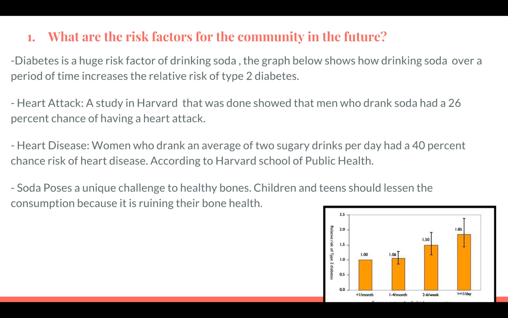What are the risk factors for the community in the future? So, diabetes, heart attack, heart disease, tooth decay, and bone deterioration are all risk factors for the community in the future. They found that just by drinking soda, you start having an increased relative risk for type 2 diabetes. Also, heart attacks and heart disease were seen for every drink that you would drink. You probably had like a 26% risk for men and a 40% risk for women of getting heart disease or a heart attack. And obviously for children, it wasn't good for their bones and for their teeth.